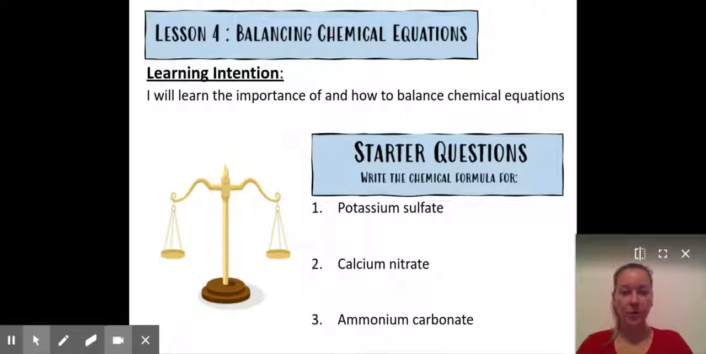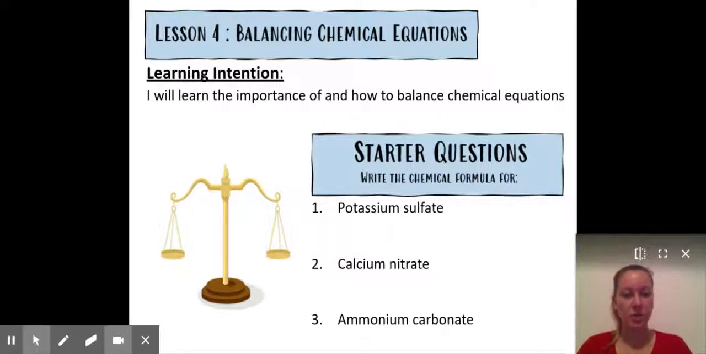Hi everyone and welcome to the next lesson of mole and calculations. We are now on lesson 4, which is balancing chemical equations. Our learning intention is to learn the importance of and how to balance chemical equations.